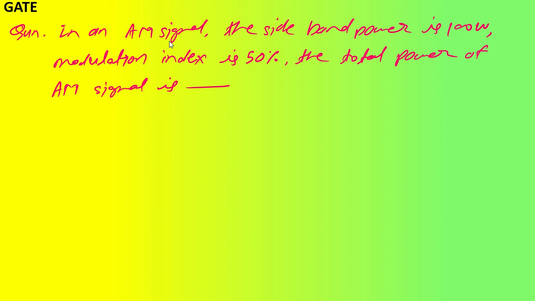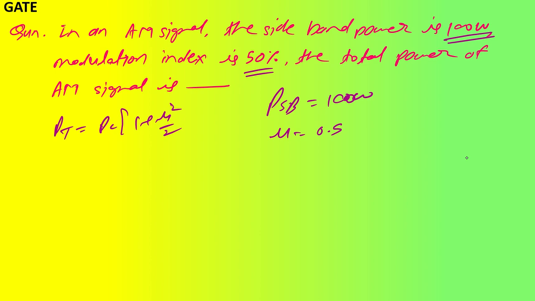In an AM signal, the sideband power is given. See here, sideband power is given, and modulation index is 50%. The total power of the AM signal is? So how do you proceed? What will you do with this? P sideband is given as 100 watt and modulation index is given as 50%, that is 0.5. You already know that total power is PC into (1 plus mu square by 2), and PC into mu square by 2 is nothing but your sideband power.